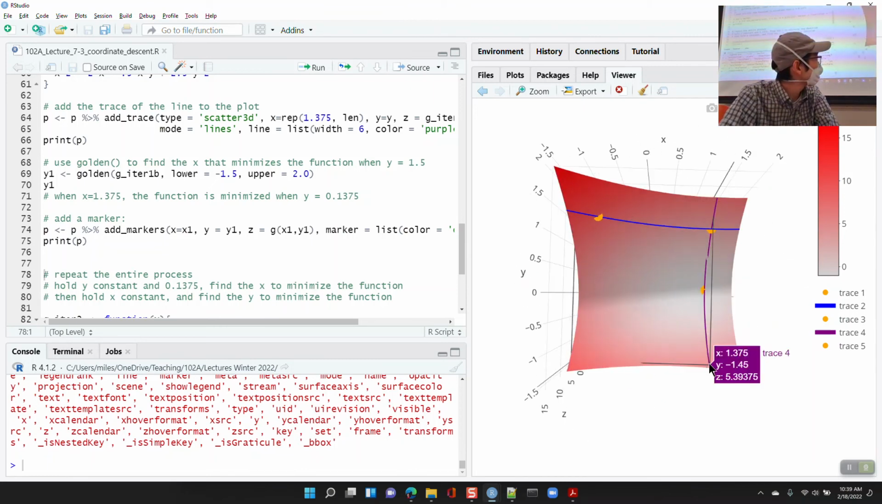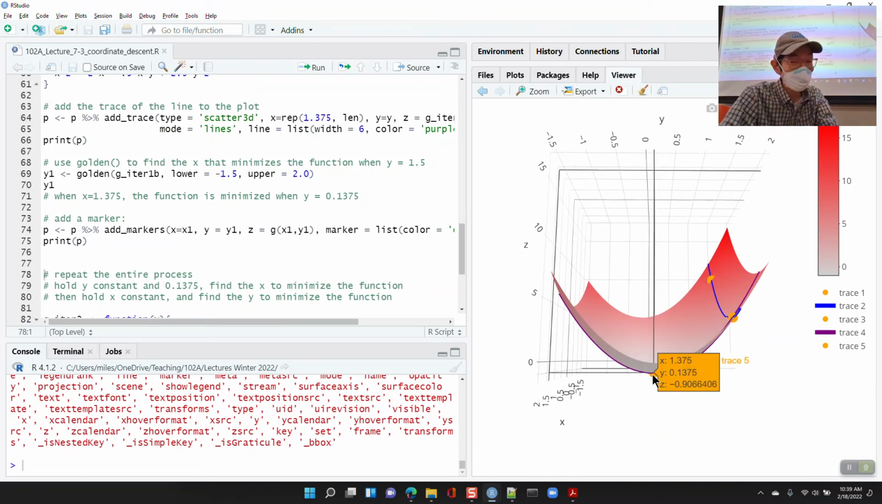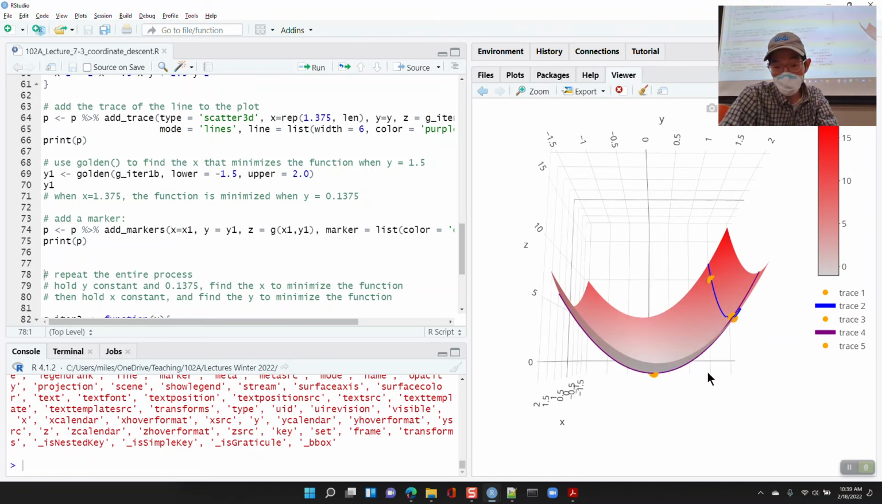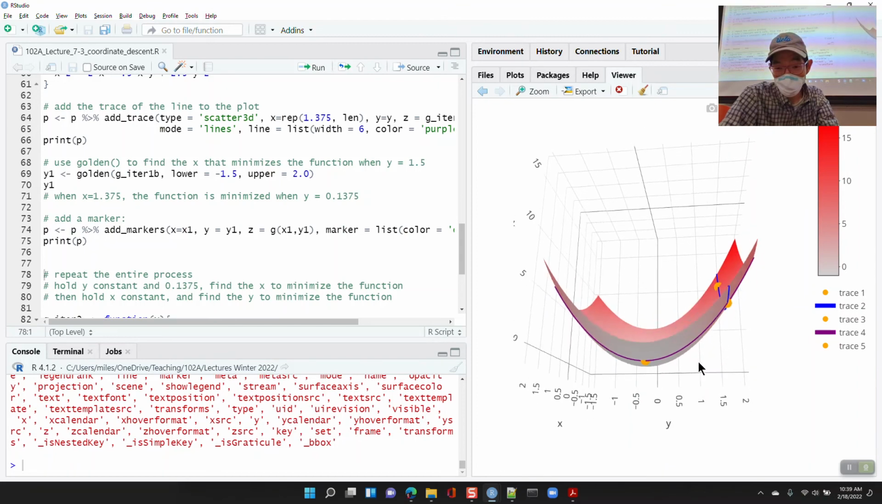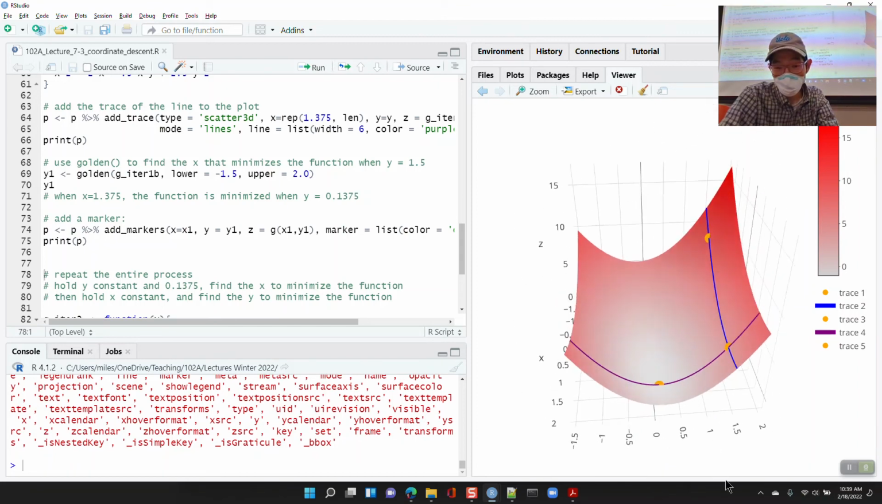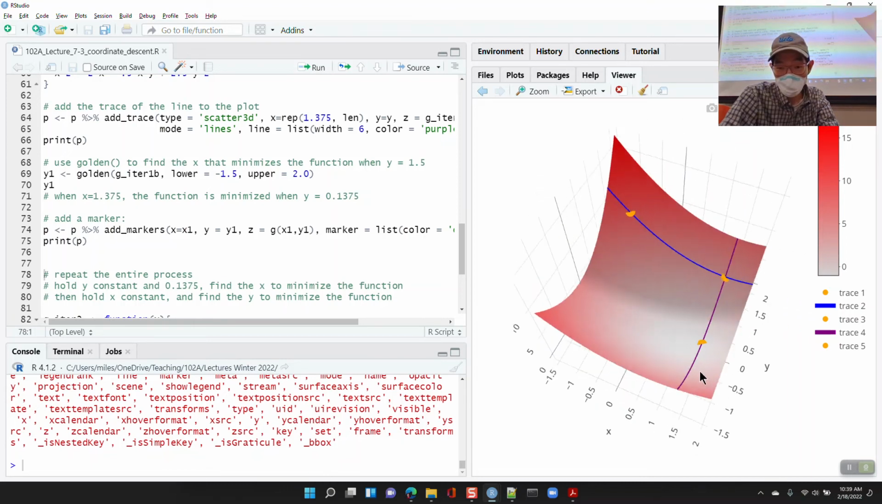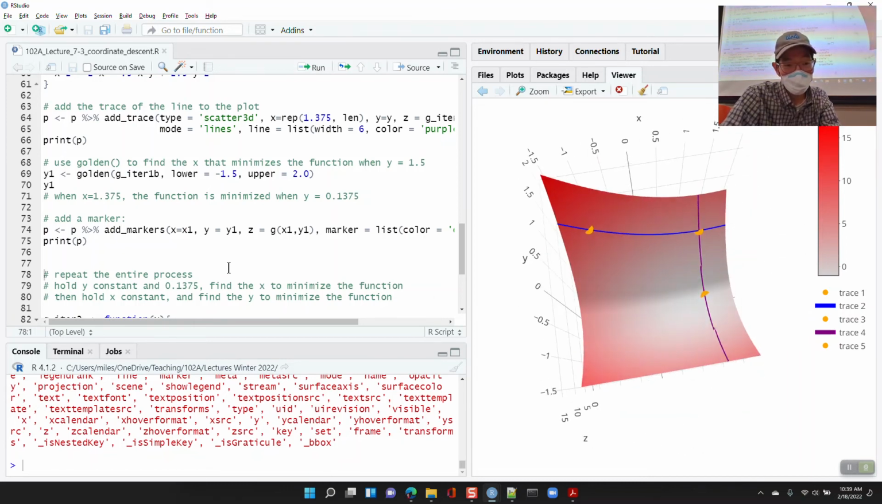So if we were to look at this here, we can see this marker happens at the location where purple is at its very lowest. Okay, it's not necessarily where the entire ellipsoid is at its lowest. The ellipsoid's at its lowest over here, but we're getting kind of closer and closer to it. Okay, minimizing one thing at a time.